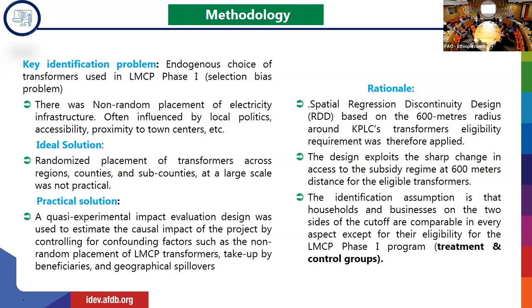So the identification assumption is that households and businesses on the two sides of the cutoff are comparable in all respects, except their eligibility for the LMCP phase one. So we also conducted a balancing test on certain covariates to ensure that the two groups were actually comparable in all aspects. So for those covariates, if there was a statistically significant difference in any of those covariates, then it meant therefore that those two groups were not comparable. But fortunately, all the covariates that were considered did not show any statistical significance in the two groups.